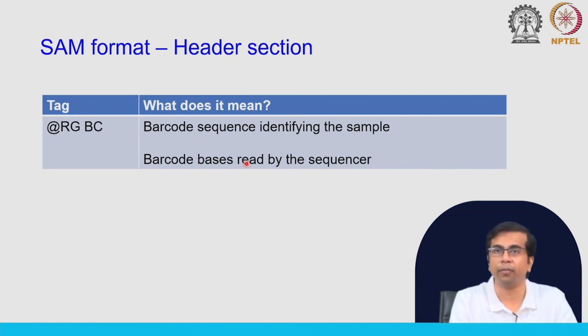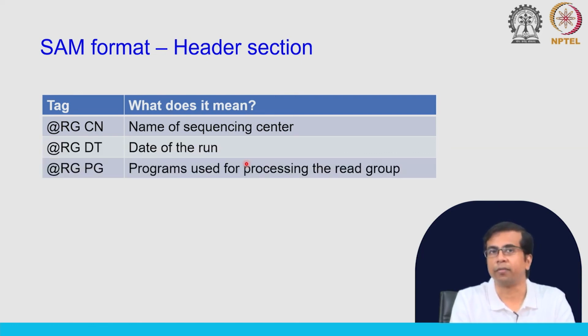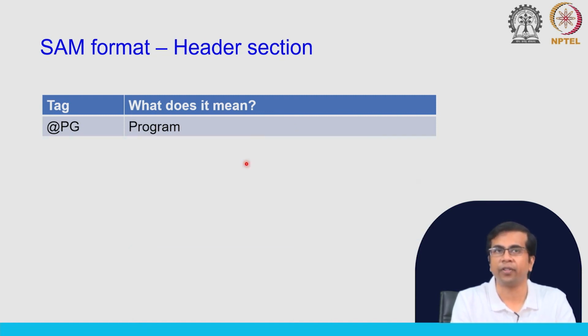Of course, you cannot remember all the details, but you now understand how to interpret these fields if you see them in your SAM file. Then you have @RG BC. This is the barcode sequence used by the sequencer to identify the sample, and then you have some details about the sequencing center name, the date of the run, the programs used for processing the read group, the predicted median insert size, the platform that was used, some sample information, etc.